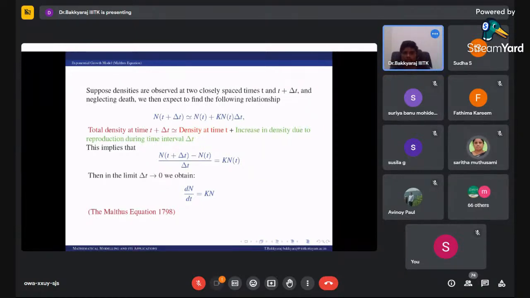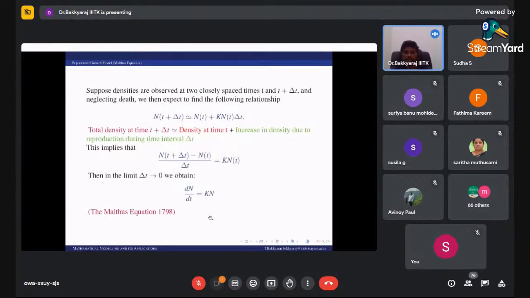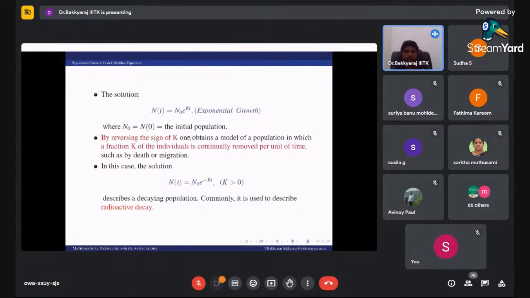Anyway, depending on your parameter, if it is positive, it is a growth model. If K is negative, it is a decay model. Now if you solve this, it's a very simple linear equation. You can use the separation of variables technique and apply the integration along with the initial condition N of 0 is N naught. Then we will get the solution: N of t is N naught times e to the power kt. N naught is the initial population. There is an exponential growth.